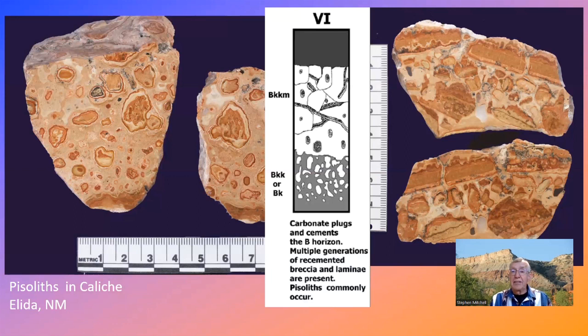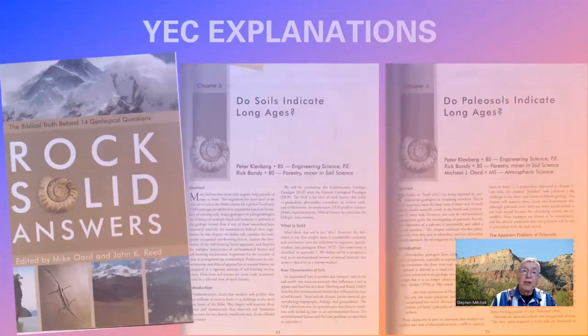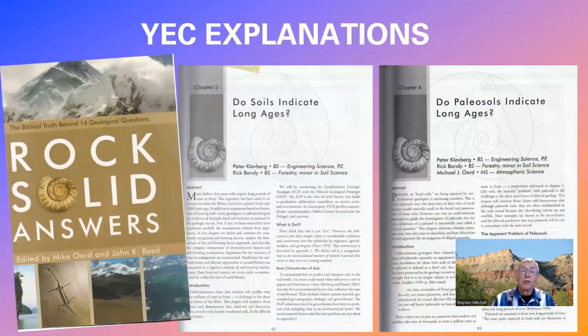How would this Indiana-sized paleosol have developed over such a large area in just a brief time period? Of course, I'm not the first to think about this. Young Earth creation has also recognized that paleosols are a problem today. Here's some of the explanations that they give. This is from a book called Rock Solid Answers. It's been compiled by Mike Oard and John Reed, both geologists. Here are a couple of articles by people who work with soil, and here's some of the points that they propose.